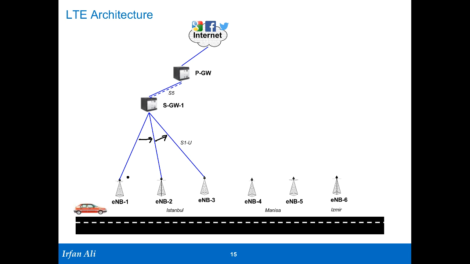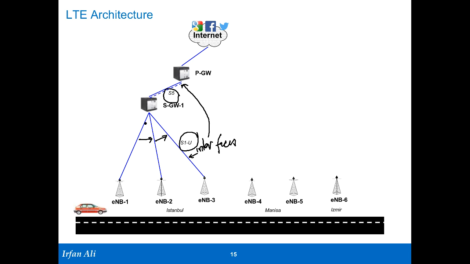Now the things that you've seen are these lines which are showing the interfaces, the so-called interfaces to the various nodes. And the way the architecture works, it calls each of these interfaces by a name. The interface name between the base station and the serving gateway is called S1U, and the interface between the serving gateway and P gateway is called S5.